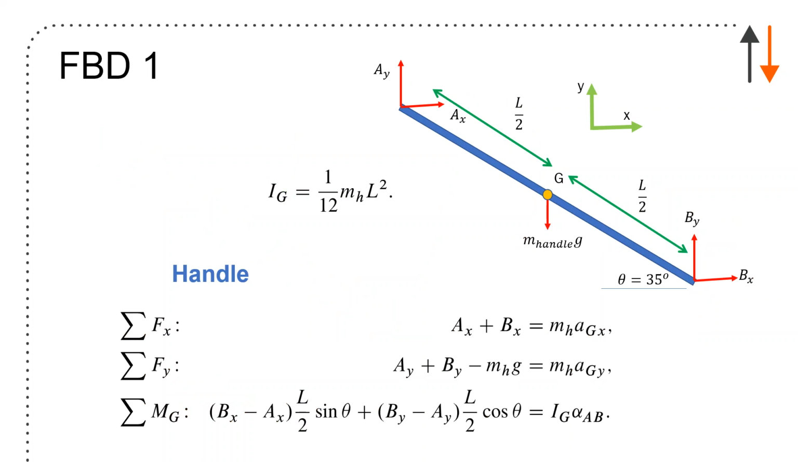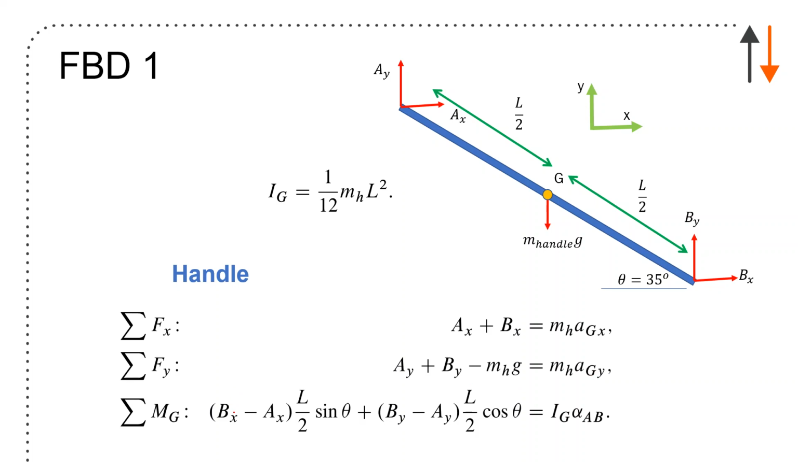So if I look at the handle, the mass of the handle times L squared over 12. You know this already, or you should imprint this in your minds, that a long slender rod is 1/12 mL squared. I have AX, which is in the positive direction. I have BX, which is in the positive direction. I have the mass of the handle times AGX. I also have AY, which is acting upwards. I have BY, which is acting upwards, and I have weight, which is acting downwards. And so m_H a_GY.